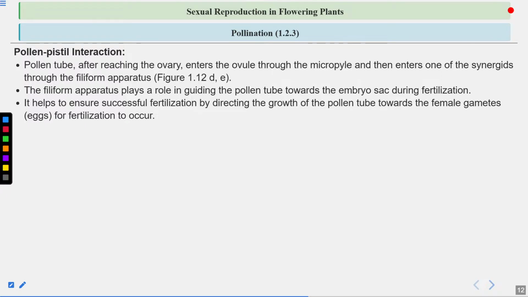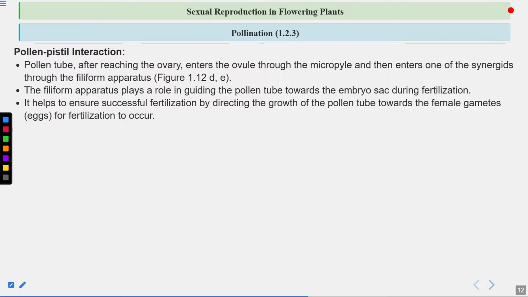Are 2 male nuclei and gametes the same thing? Yes, they are the same thing. The 2 male nuclei, or you can say the male gametes, you are saying the same thing. There's no difference. 2 male gametes or 2 male nuclei, same thing. So don't get confused with these two terms. They have the same meaning. Which is helping here? The synergid cell. It helps to ensure the successful fertilization by directing the growth of the pollen tube towards the female gamete's egg for the fertilization to occur.